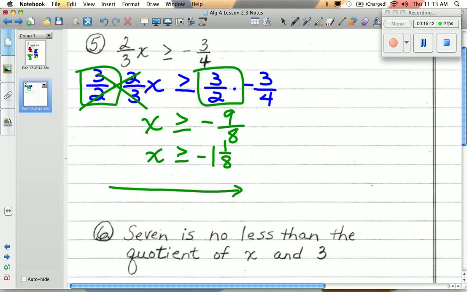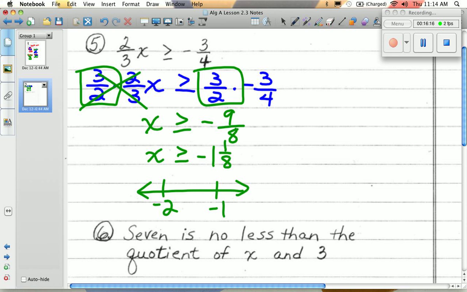And now we will graph it using our number line sense. Negative 1 and 1/8 is between negative 1 and negative 2. Would you start your number line over with me? Because it's between two integers, we're just going to put those two integers on. We don't have to worry about a third integer. It's between negative 1 and negative 2. We just have to decide approximately where between them.